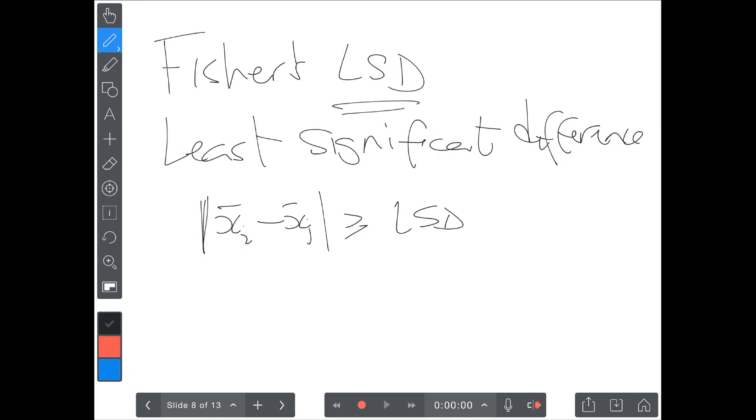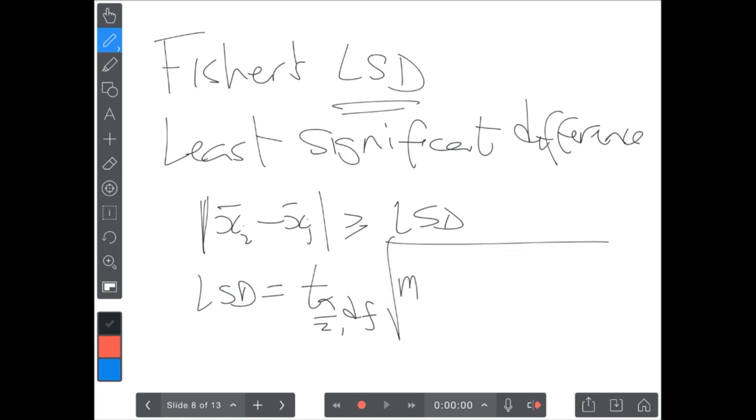What is LSD? We already said it's the least significant difference. We calculate the LSD by the following formula: t alpha over 2 with degrees of freedom, multiplied by the square root of MSE times 1 over sample i plus 1 over sample j.